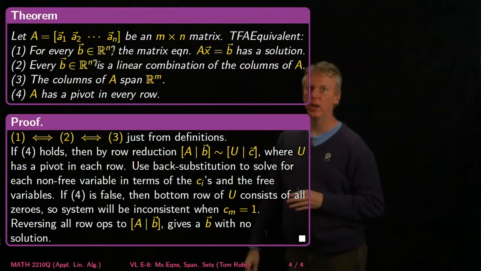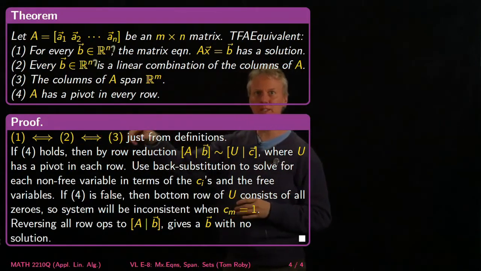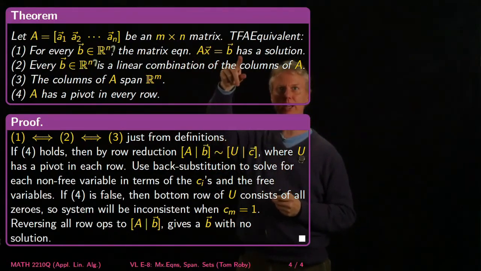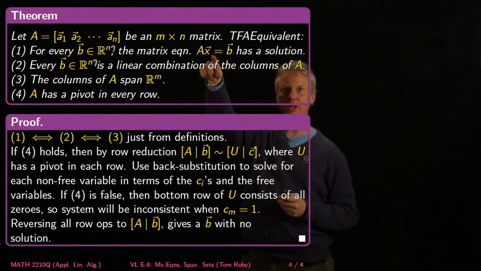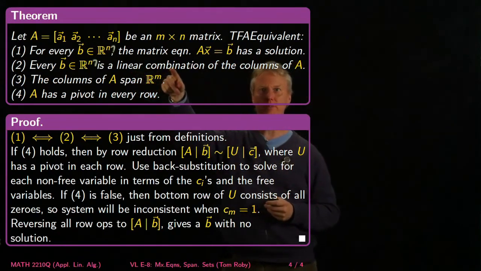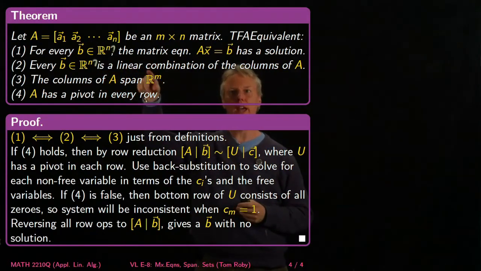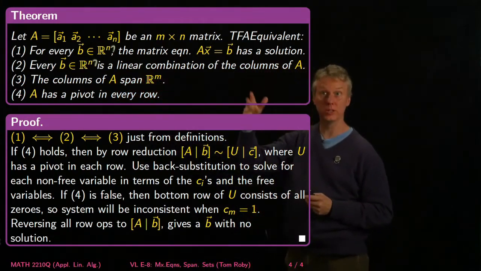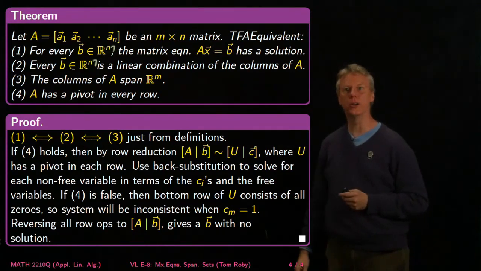All right, so 1 and 2 and 3 are equivalent to each other. That's what this if and only if sign means, just from the definitions. If I have an equation Ax = b, and I can solve this for every b, then whatever solution I had for some given b also gives me the linear combination of the columns that I need to write that same vector. And if I can do that for every vector, then that exactly means that the columns of A span R^m. In other words, the span of those columns, the set of all things I can get as linear combinations, is equal to R^m.